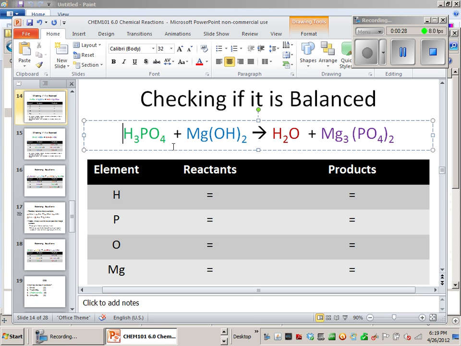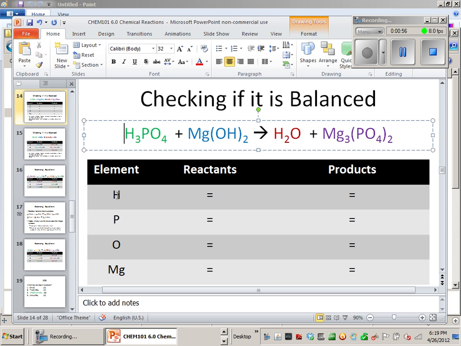You can't change the subscripts. Those are determined by either the bonding inside the molecule, or if it's an ionic compound, by the relative charges of the constituent ions. So let's count these up as they are right now. Right now there aren't any coefficients in front of any of these formulas.